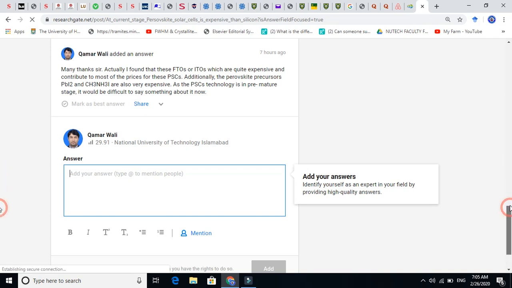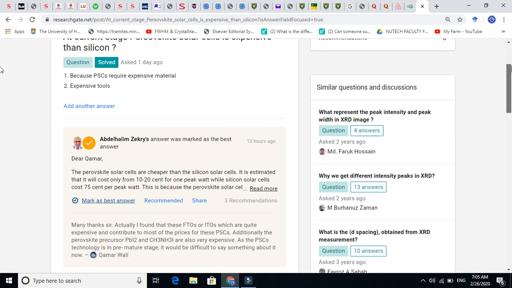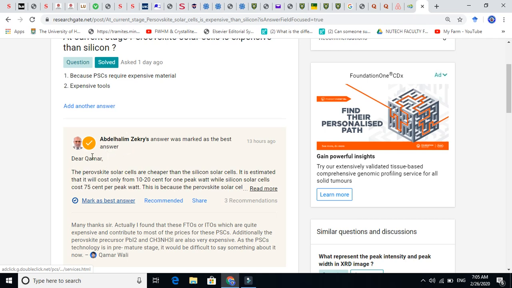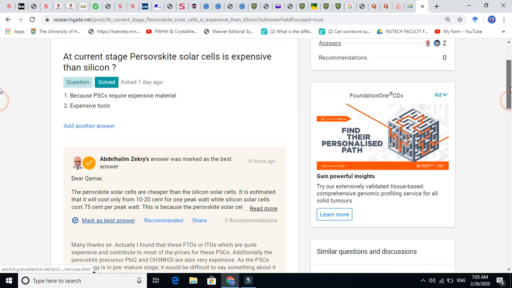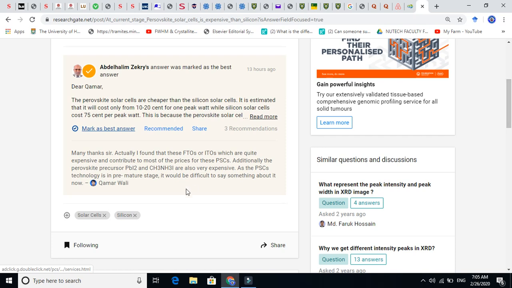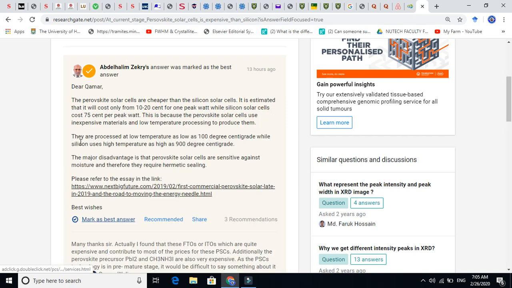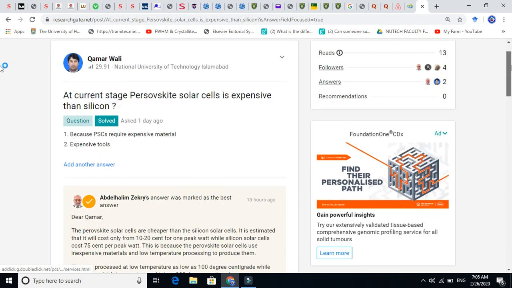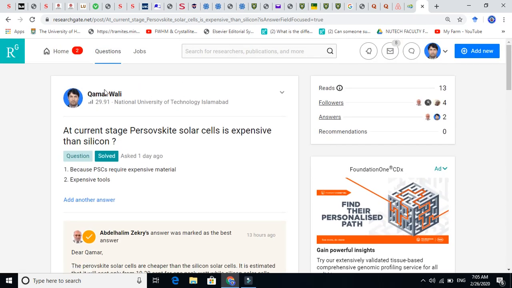You see here, this person, mashallah, explained that perovskite solar cells are cheaper than silicon solar cells. It is estimated that they will cost only about 10 cents per peak watt, while silicon solar cells cost 75. So it's a very good answer I got, and he also sent me the link with all the detailed information. So this is how you can increase your score by asking questions.